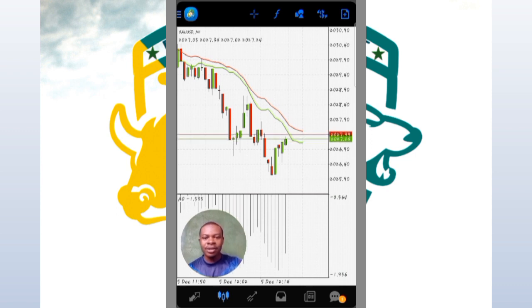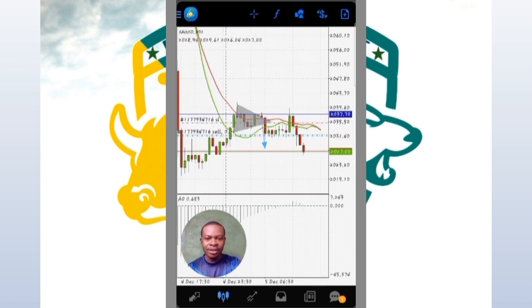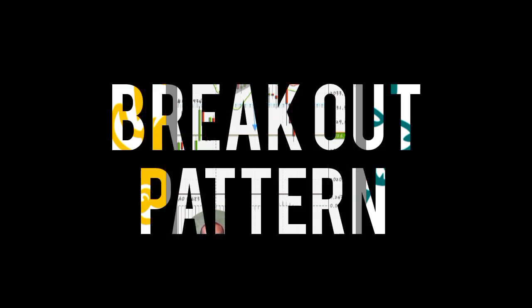Alright, the similar pattern I use on euro USD is what I'm using on gold because they are almost the same pair. On euro USD you have euro as the base and you have USD as the quote. The same thing on gold, you have gold as the base and USD as the quote. So the pattern of entry I took here is called break pattern.